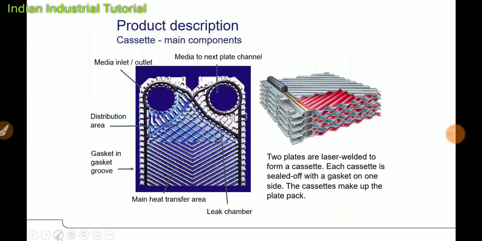Here you will find a difference in plates: one is a single plate, another is a semi-welded plate. The first blue plate is a single channel plate having an inlet and outlet port, then media to the next plate channel, distribution area and main heat transfer area, gasket groove.